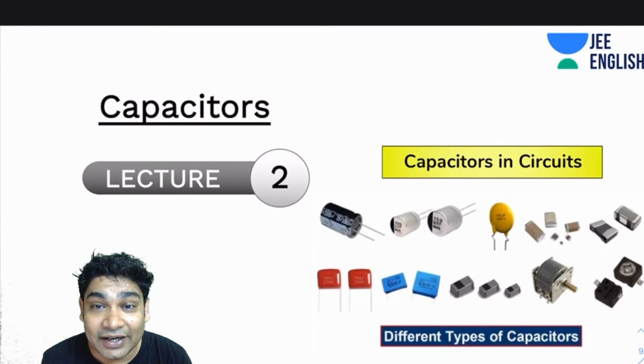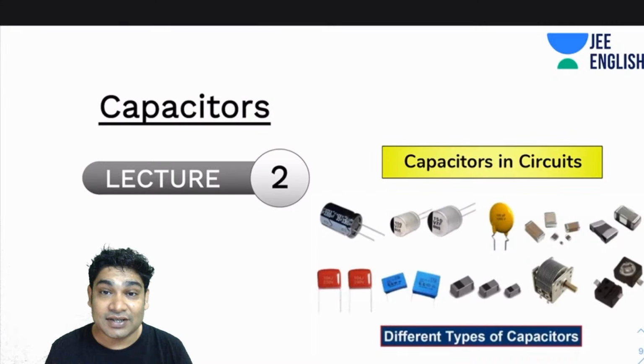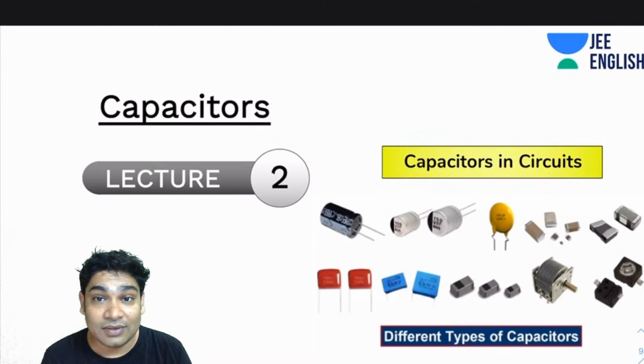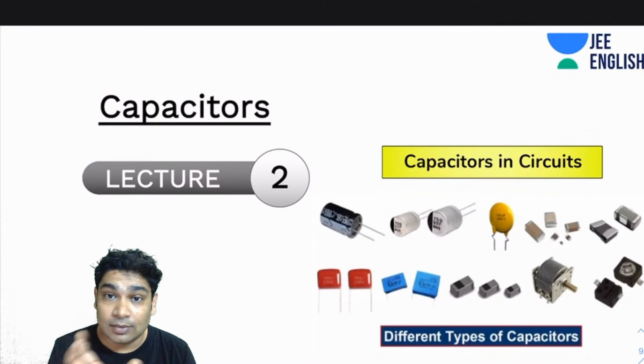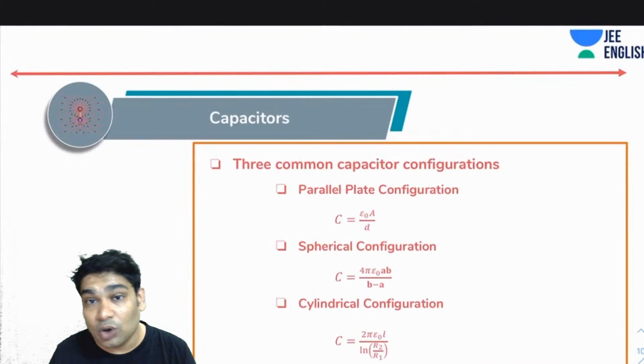All right. So without any delay, why don't we continue with today's discussion? So last time I introduced capacitors. I told you how you can define capacitance for an isolated conductor, how you can define it for a system of two conductors kept nearby. Then we looked at some common configurations. So let's just go through that.